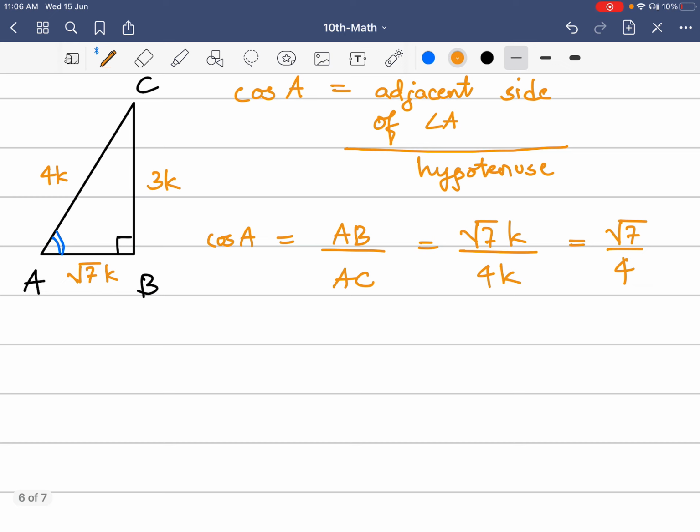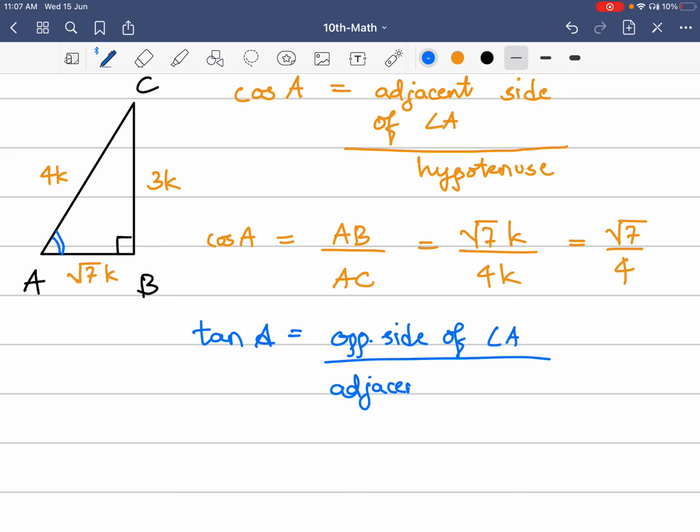Next we have to find tan of A. So let's continue, in a different color. Now tan of A is equal to the opposite side of angle A, the whole divided by the adjacent side of angle A. Now, what is the side opposite to A? It is BC, and adjacent is AB. So let's substitute that, BC divided by AB.